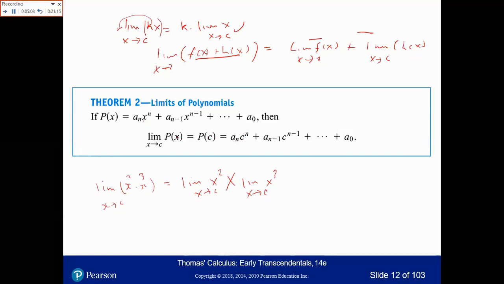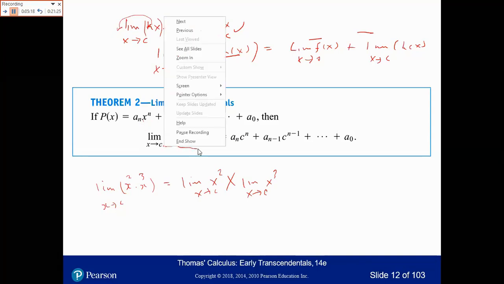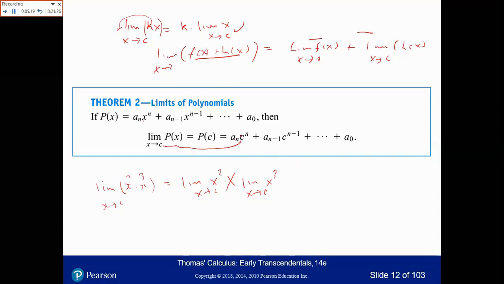In other words, when you have something like this for a polynomial, you don't have to think. The limit as x goes to c, just go ahead and plug in c instead of x. That's it. Clear? What's the difference between this one and this one? x replaced by c. The rest is the same, correct?